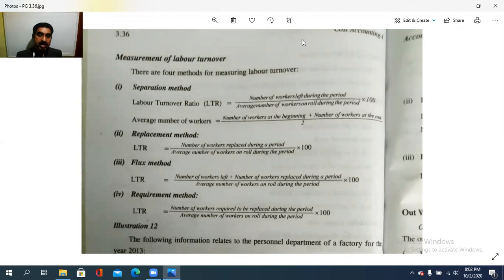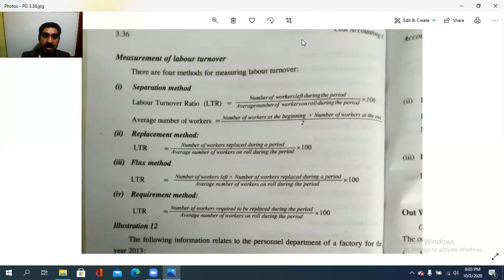So how is the labor turnover ratio calculated under the separation method? Number of workers left during the period, that is how many workers are leaving, divided by average number of workers on roll during the period. That is the average number of workers that is in the organization, staying in the organization, and the number of workers that leave the organization. The ratio between them is the labor turnover ratio under the separation method.